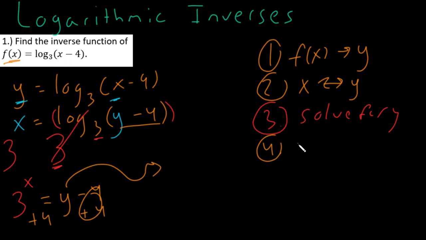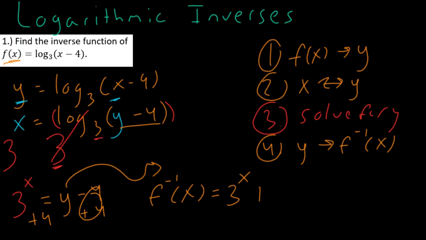For step number 4, we know that y converts back into f inverse of x, and so I change my y into f inverse of x equals 3 to the power of x plus 4. And you really want to make sure your 3 and your 4 are kind of normal sized. And that's it. I think logarithms are probably some of the easier ones. Alright, let's go ahead and move on to our second example.